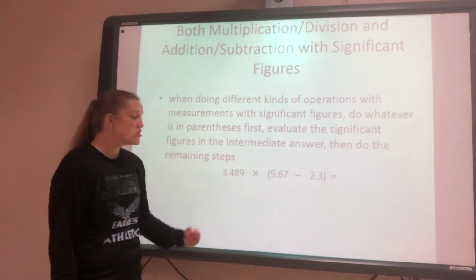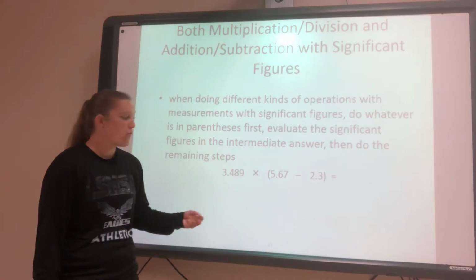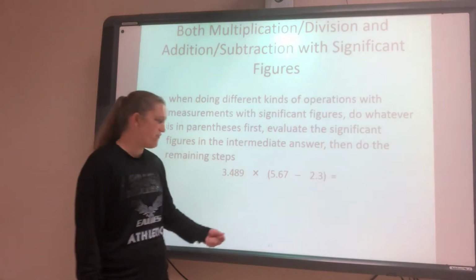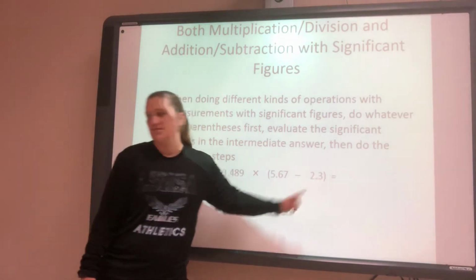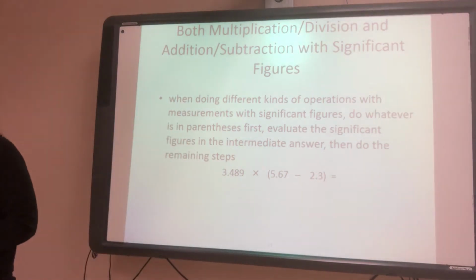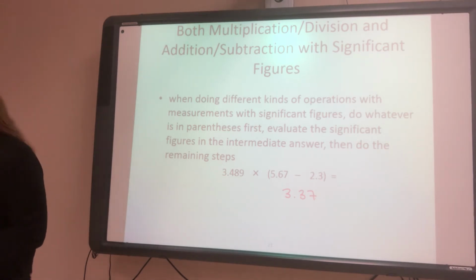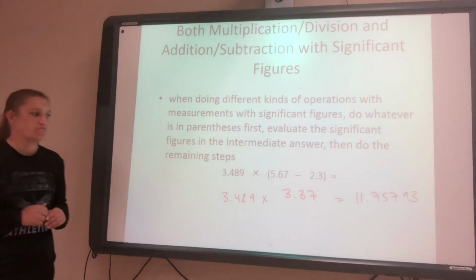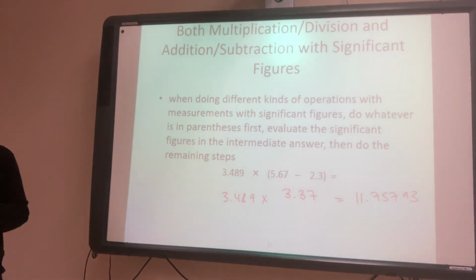All right, so the first thing you want to do is always do the math. We want to make sure that we do our calculator math first. So we want to do this number minus this number, okay? When we do that, that number is 3.37. This is our calculator math. Now we have to multiply that by 3.489. When we multiply those, our big calculator answer is 11.75793. So that's the first thing we want to do, just do the math.